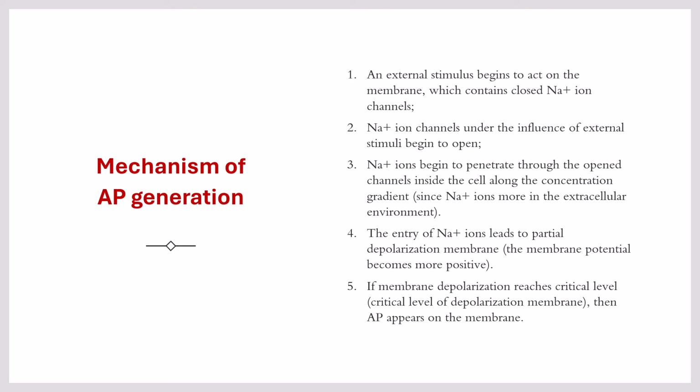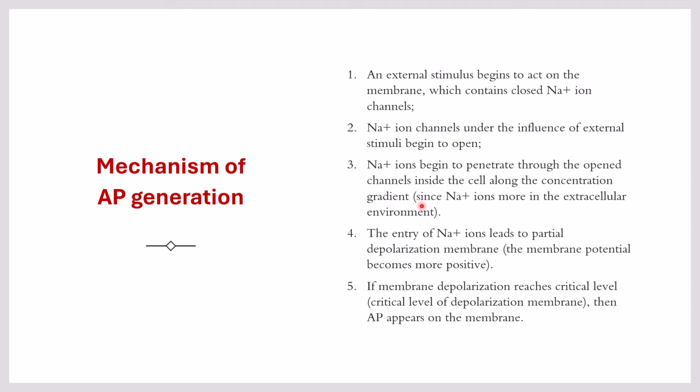We will explain again the mechanism of action potential generation, because it's not such an easy information to grasp. It's not that easy to understand, to visualize. So we will explain again all the 5 phases. We start with an external stimulus which will begin to act on the membrane which contains closed sodium ion channels. In the second phase, sodium ion channels under the influence of the external stimuli begin to open. In the third phase, the sodium ions begin to penetrate through the open channels inside the cell along the concentration gradient.